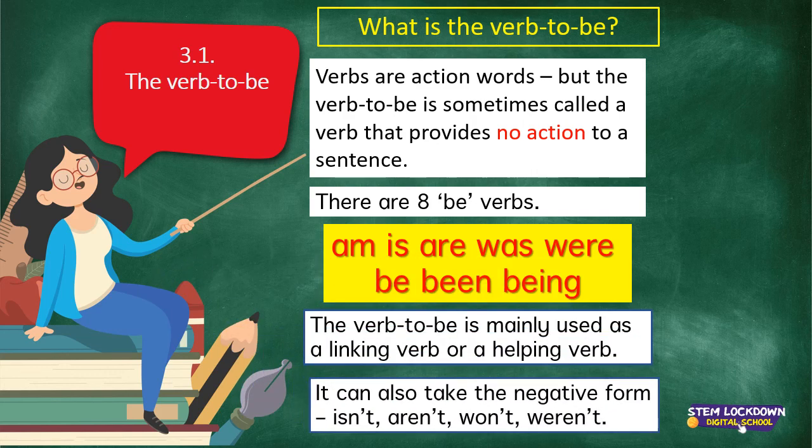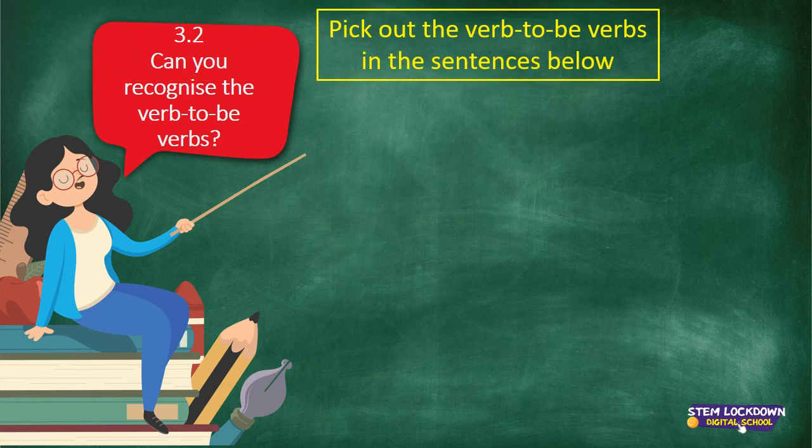And an important thing to note is it can also take the negative form, such as isn't, aren't, won't, weren't. Right, got that? Good. Here is an activity for you to do. I'd like you to pick out the verb to be verbs in the sentences below. We saw those 8 verb to be verbs, and we also saw that they can have a negative form. So see if you can spot them in these sentences. Let's read them together first.